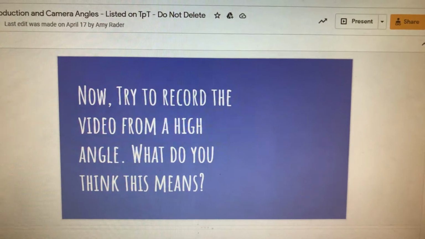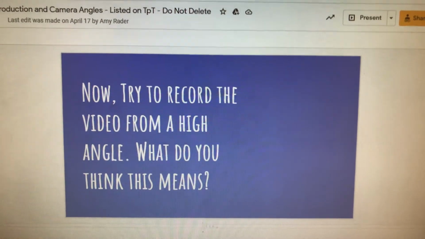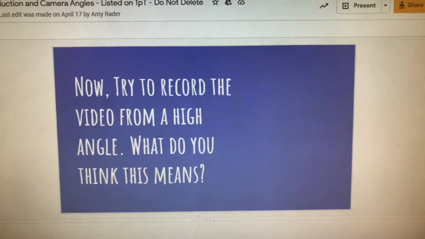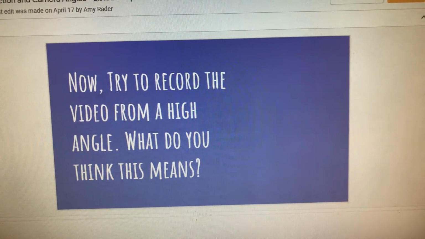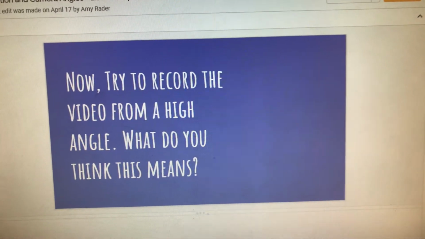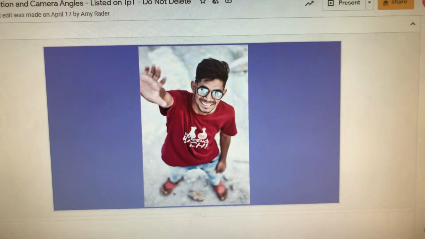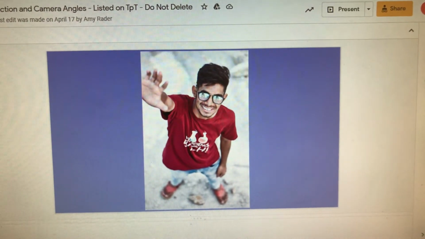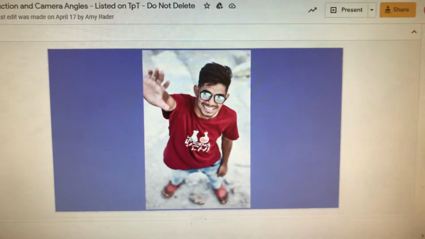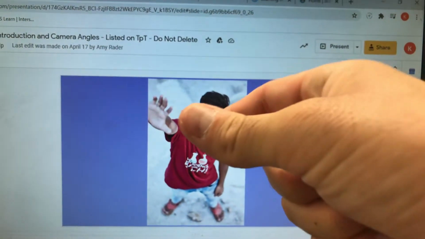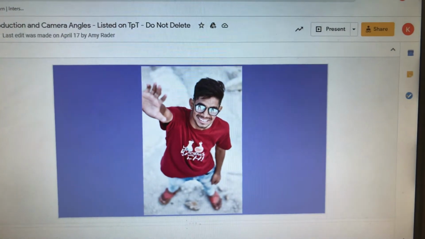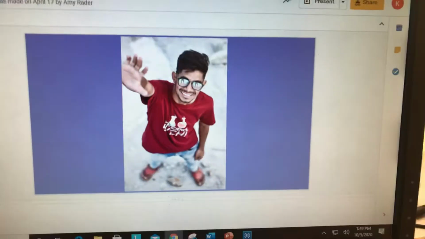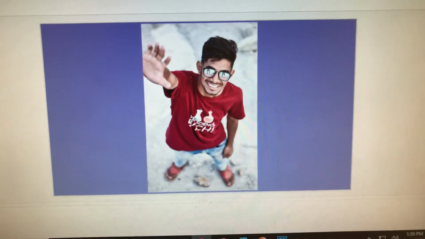Now, we're going to look at an image from a high angle. What do you think a high angle might look like? Quite the opposite of a low angle. The camera is positioned higher and then aimed closer to the ground. So this is what we call a high angle. Oftentimes, our selfies come from this high angle.